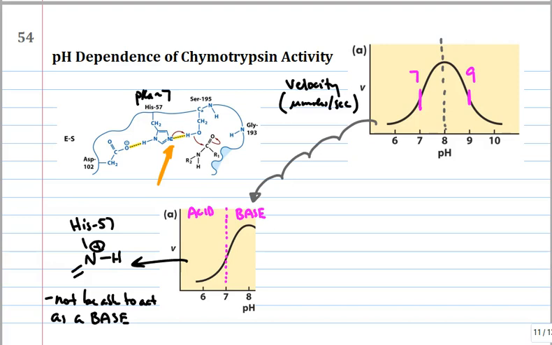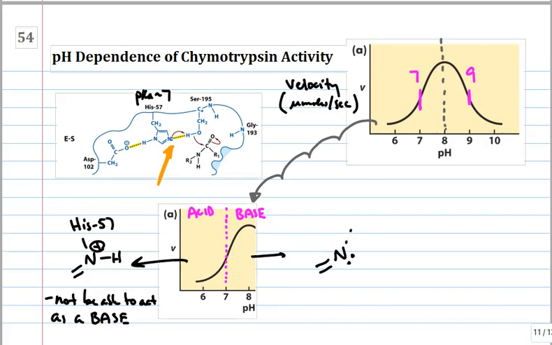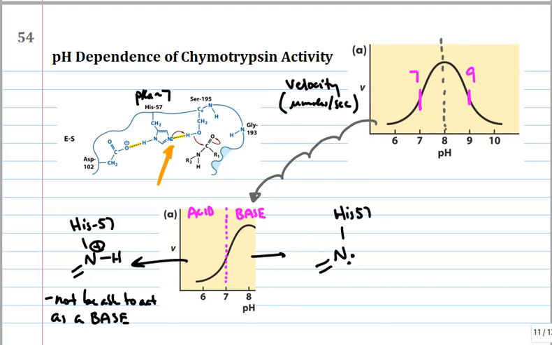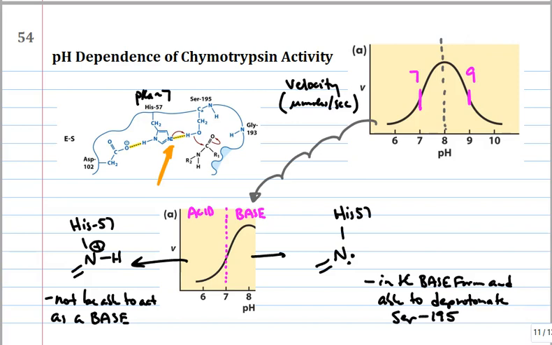Now over here, you may say, why does activity go up so much? Well, over here, it's ready for prime time. Look at this. It's now in the base form, and able to deprotonate serine 195. That was a big part of this mechanism, a huge part of this mechanism.